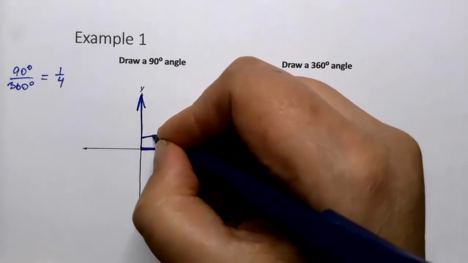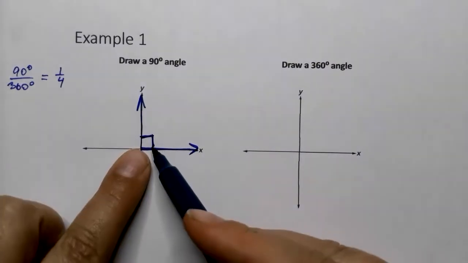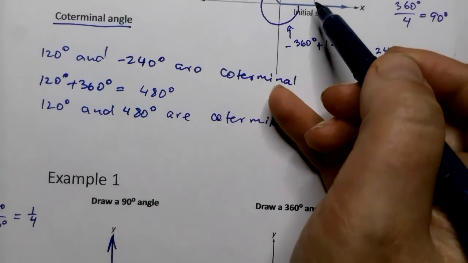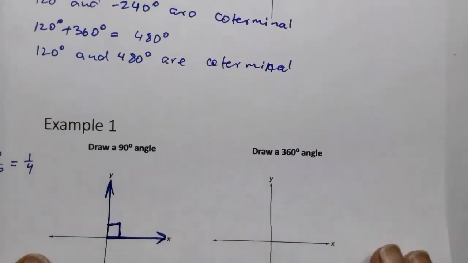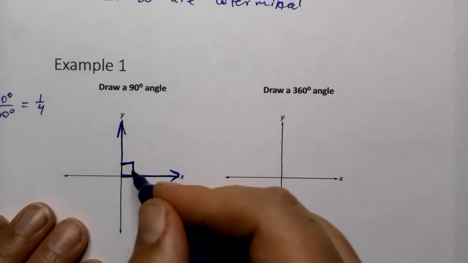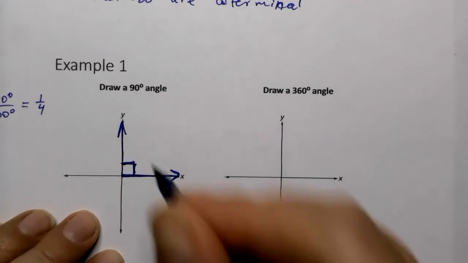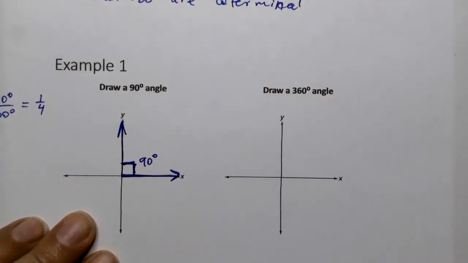And the 90-degree angle is usually noted by this square angle instead of drawing a rounded angle like here. For the 90-degree angle, we're going to denote it by this square thing. Whenever you see it, that means this angle is a 90-degree angle.